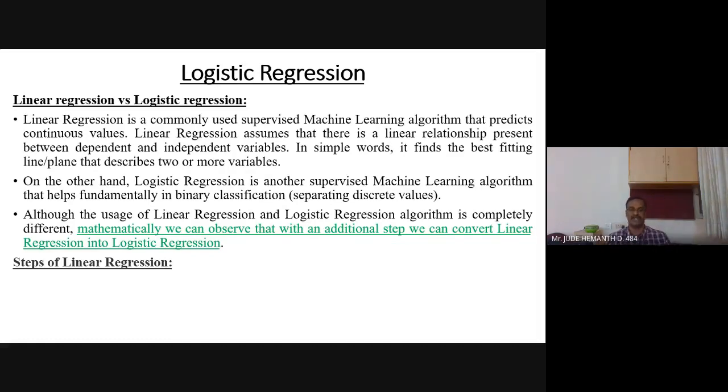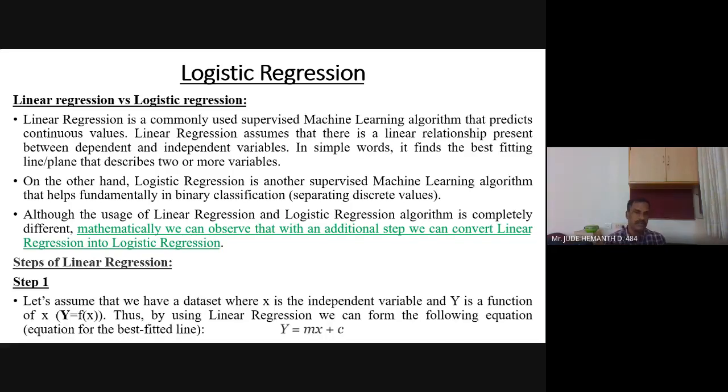We will start from the scratch. Most of the concepts we have already learned, but we will go by a step-by-step procedure. What is step one in linear regression? Let us assume that we have a data set where x is the independent variable and y is the dependent variable. Y is the output, x is the input. This we have already seen.